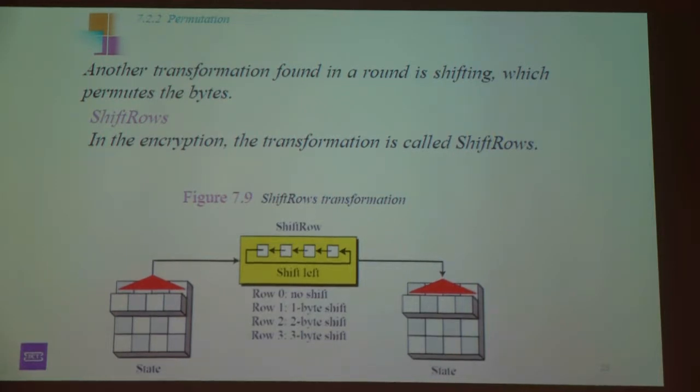Four. So we take the first row, do shifting. So for the first row, row zero, how many shifts do we have? Zero. For row one, how many shifts do we have? One. For row two, how many do we have? Two. For row three, how many shifts do we have? Three.